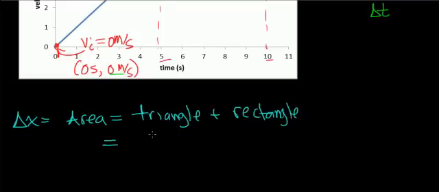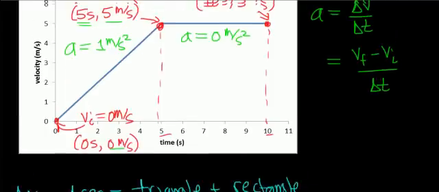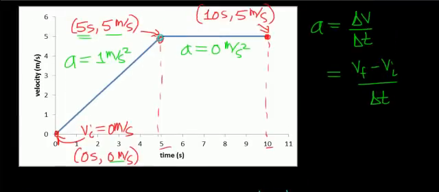Now the area of a triangle can be written as 1/2 the height of the triangle times the length, plus the height of the rectangle times the length of the rectangle. In this case, the height of our triangle is going to be this point right here, which corresponds to 5 meters per second. And the length of this triangle is going to be 5 seconds.